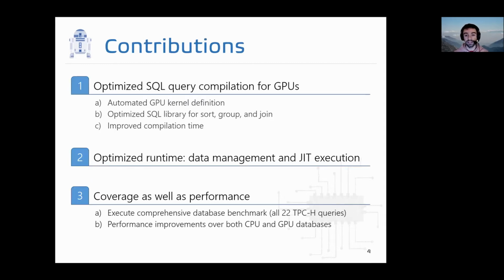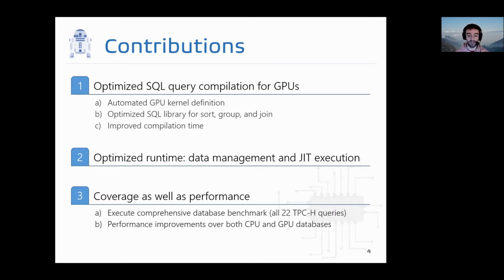So we attempt to address some of these limitations inside of our project with three main contributions. Number one, the optimized SQL query compilation targeting GPUs. We're going to be able to automatically define GPU kernels given an arbitrary query. We have an optimized SQL library, which is going to be providing runtime support, and an improved compilation time. So really trying to improve the compilation time of the query to make it viable in runtime systems.